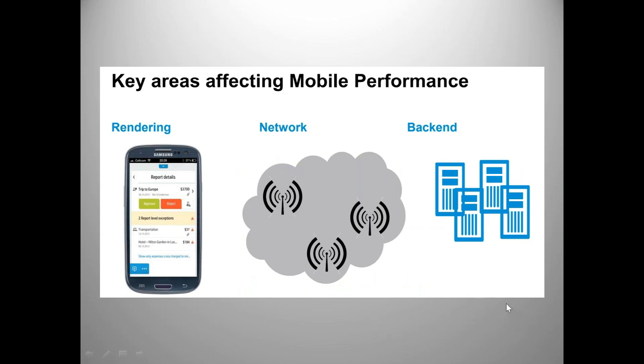Key factors affecting mobile performance. We are talking about three crucial factors. Number one, the rendering. Number two, the network. Number three, the backend. Now, if you ask me which of these three is the most important, I would say all of them, because primarily your backend and network can play a tough time when it comes to mobile performance testing.